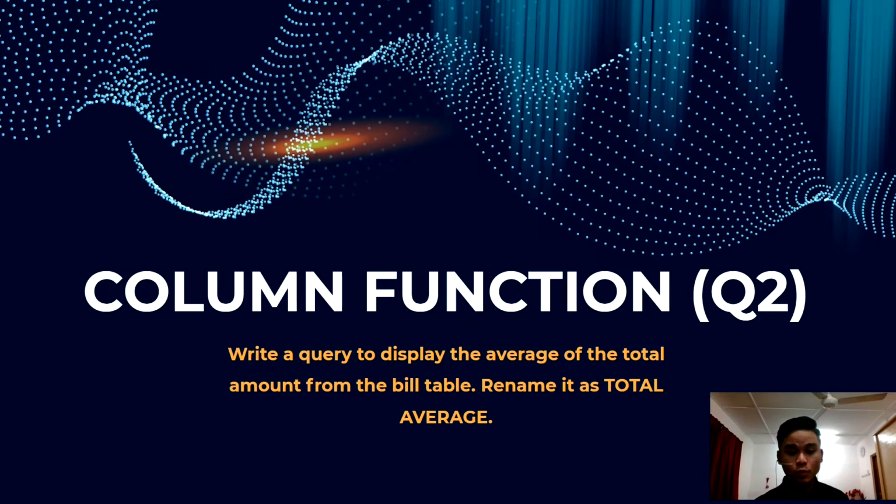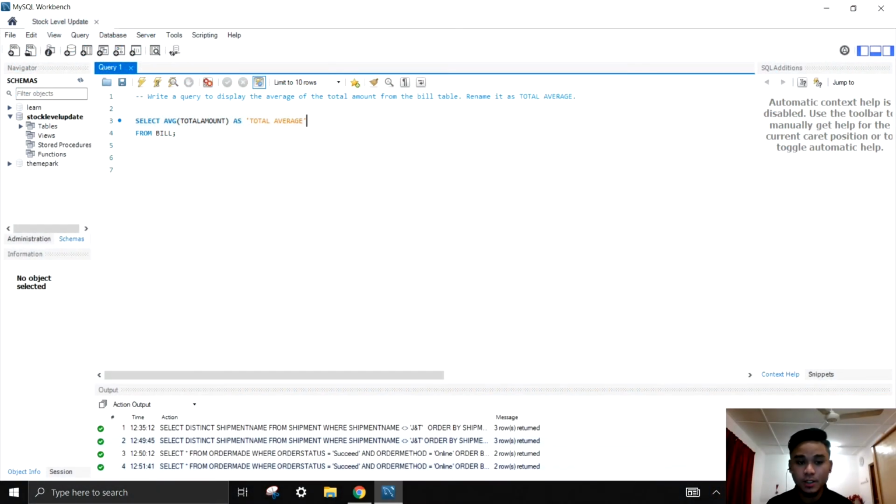Okay, so now we move on to the next part which is column function, question 2. The question asks us to write a query to display the average of the total amount from the bill table and rename it as total average. So now for the MySQL application, we use select average total amount as total average from bill.